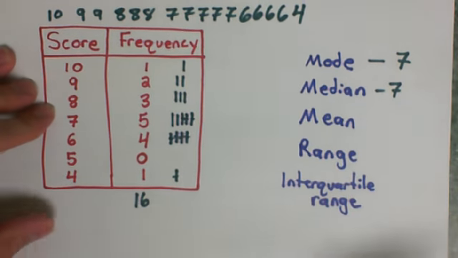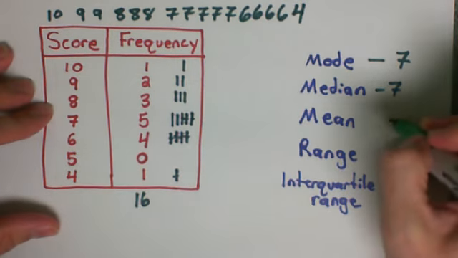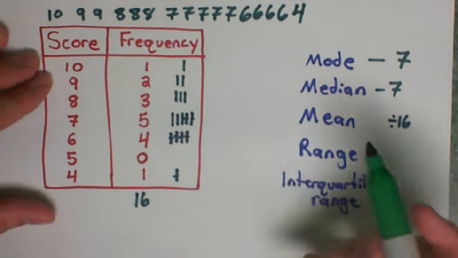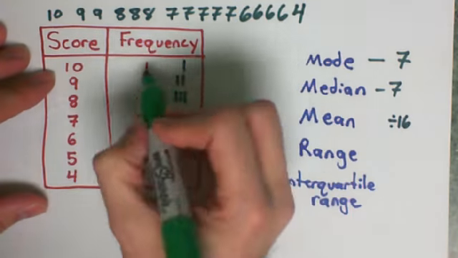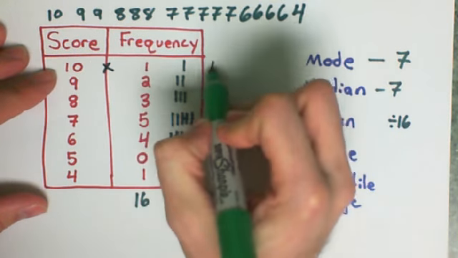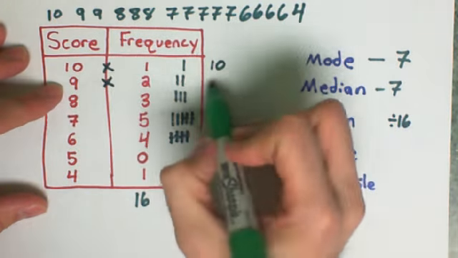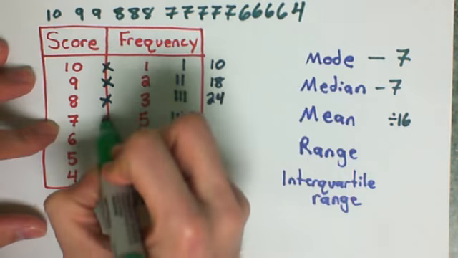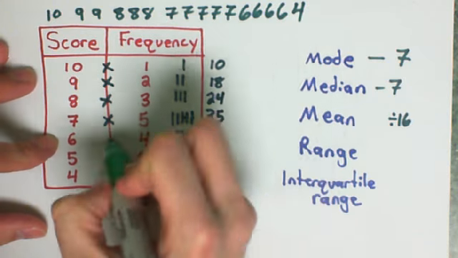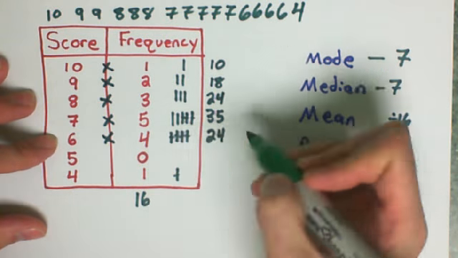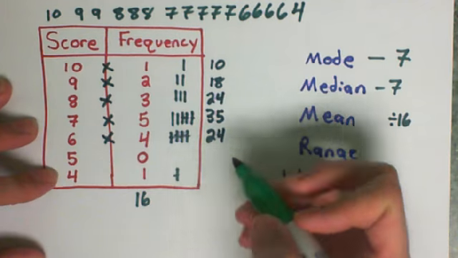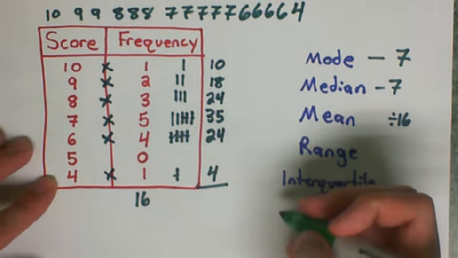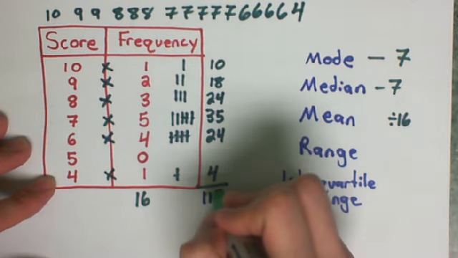To do the mean, what I'm going to recommend, we already know we're dividing by 16 by adding up these numbers. What we can do, though, is we can take a little shortcut here. We have 1 10, so 1 times 10 is 10. 2 times 9 is 18. 3 times 8 is 24. 5 times 7 is 35. 4 times 6 is 24. I'm not going to do that because that's just 0. 1 times 4 is 4. And then if I add that up, that adds up to 115.